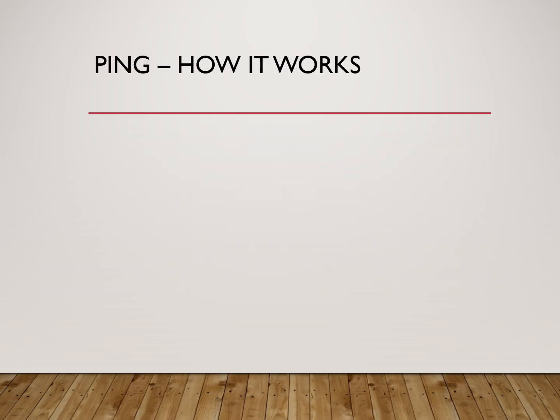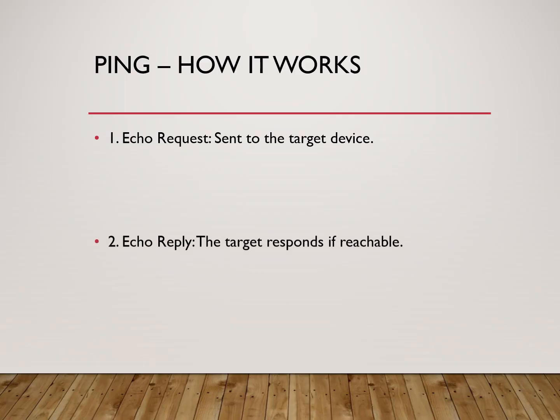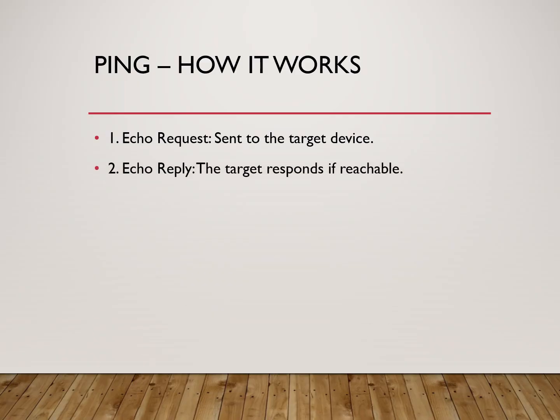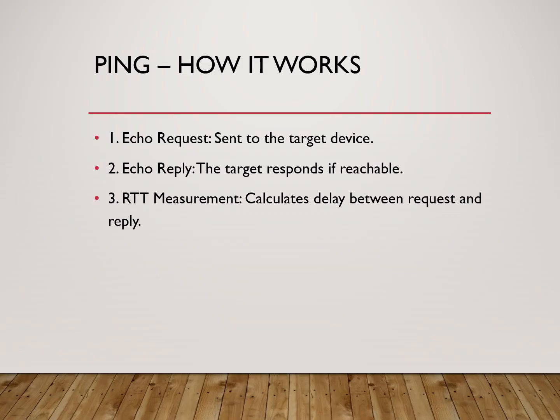Let me explain how ping functions. The source sends an echo request to the target device. The target responds with an echo reply if it is reachable. The RTT is measured to determine the time taken for the message to travel back and forth. Then TTL, which is time to live, limits the packet's lifespan. If the TTL reaches 0 before the packet reaches the destination, the packet is discarded and the sender is notified. Ping is simple yet effective for basic network troubleshooting.